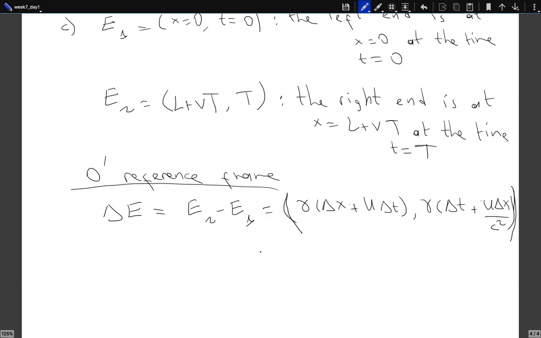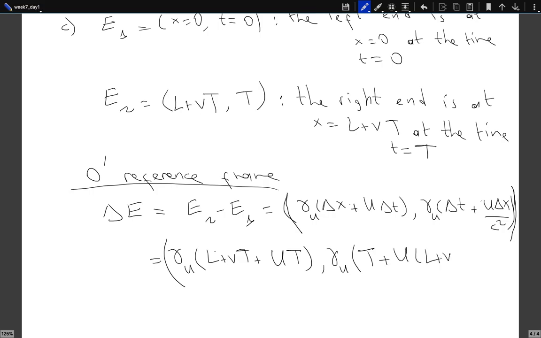Now let me put in some numbers. This is equal to gamma u, well, delta x was L plus vt, plus u, delta t was just t. Delta t is t plus u times L plus vt divided by c squared. Now this quantity over here is the length of the object if this is 0.